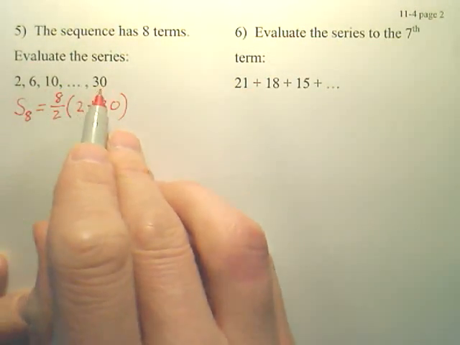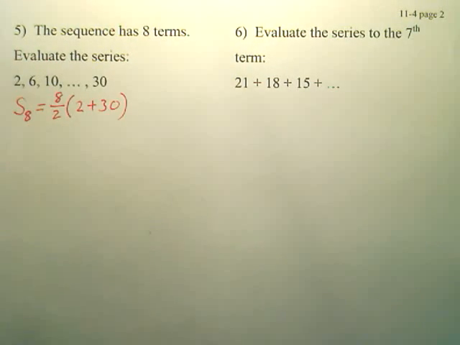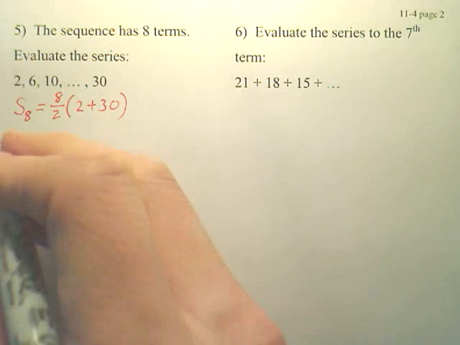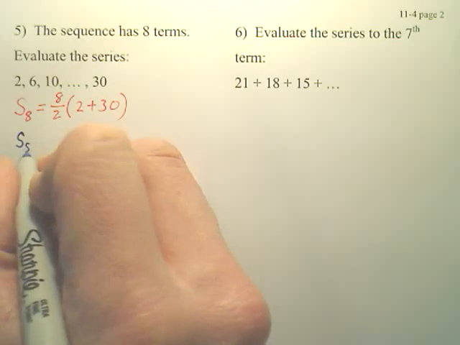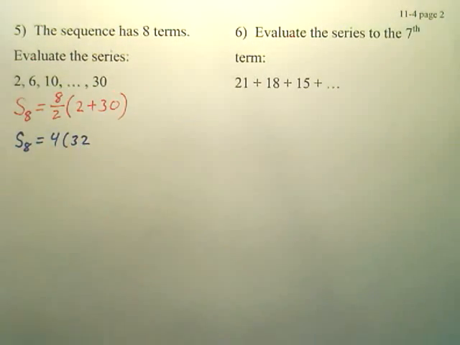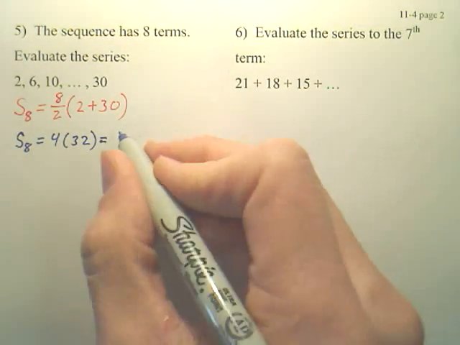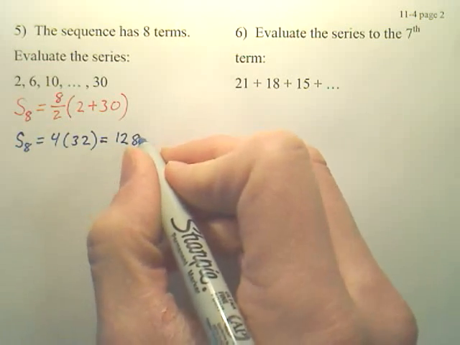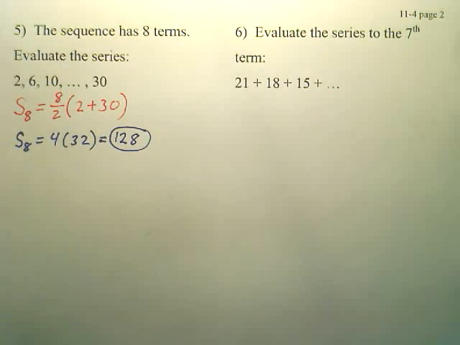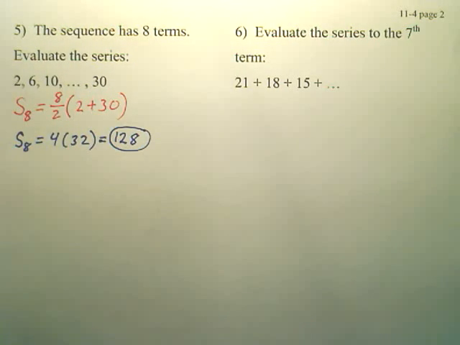So if we take the first term plus the last term and half the number of terms, this will sum up the first 8 terms. We'll add up all these 8 terms. It's a real cool formula. You basically end up with 4 times 32, and 4 times 32 ends up being 128. Does that look right? So if you added up all these in this particular series, you get 128.